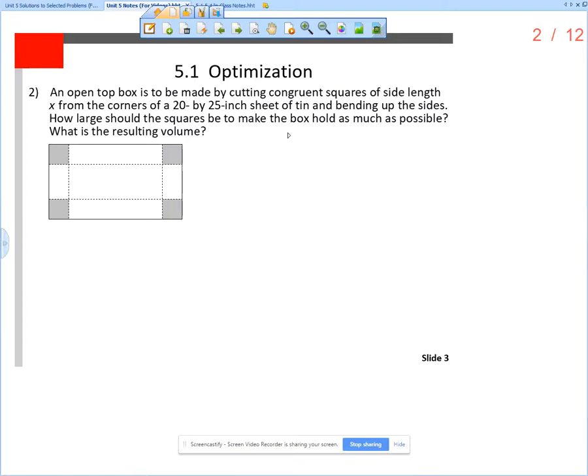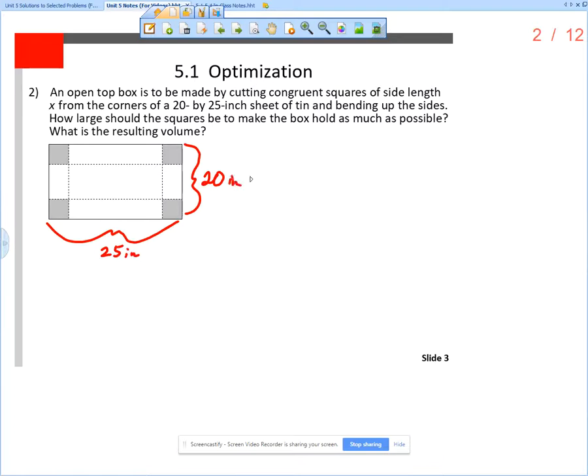What is the resulting volume? All right, so I gave you a picture here, which is nice. This represents a rectangular sheet of tin. That means that this is 20 inches and this is 25 inches, right?